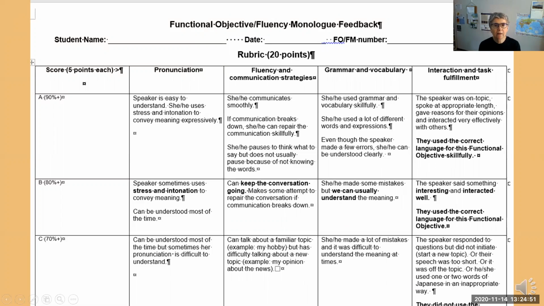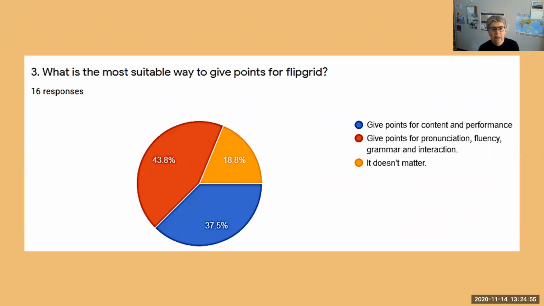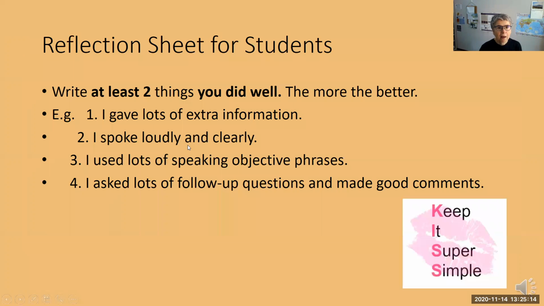Lately, I'm just appending this to the syllabus, and it seems that students understand, and when asked, did they want to get their points for content, I mean ideas and performance, which is the default on Flipgrid, did they want to get their points for pronunciation, fluency, grammar and interaction as per the school rubric? Most of them chose more complex style, which was interesting.